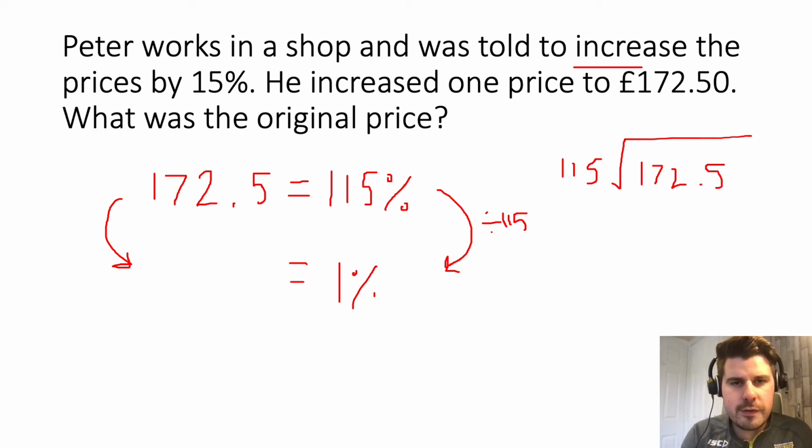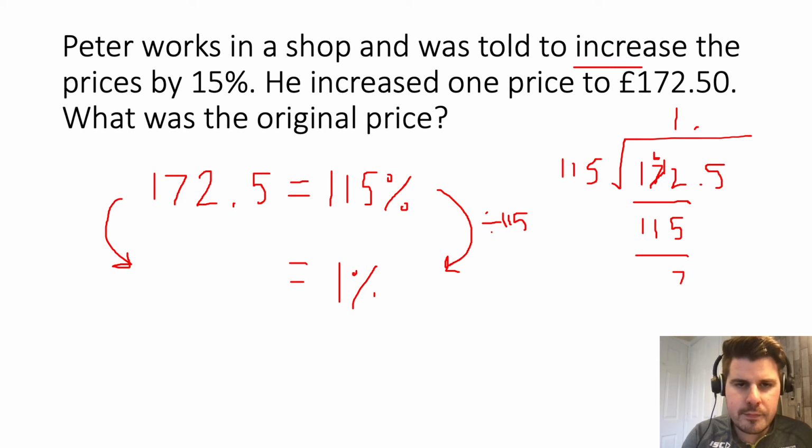115 goes into 172 once, one full amount. And then how many is left over? Well, this is going to be long division. So it was 115, and it's going to leave us with, can't do 2 take away 5, so we can exchange there. So 12 take away 5 is 7, 6 take away 1 is 5, and 1 take away 1 is 0. So that leaves us with 57. We then bring the remaining unit down. I'm going to put the decimal point there.